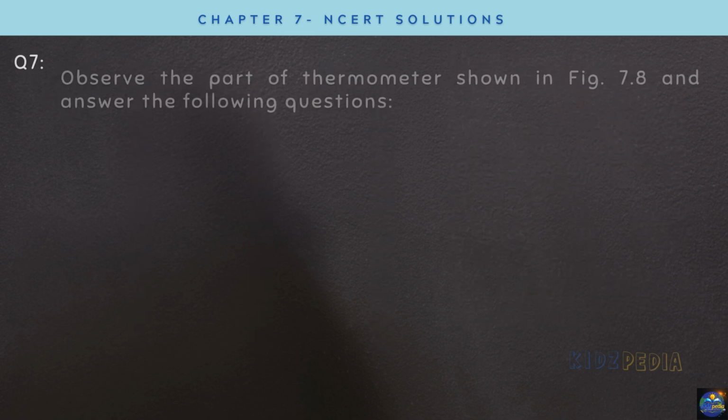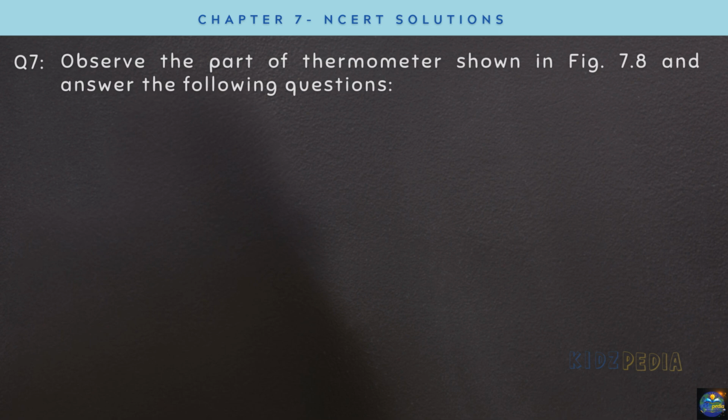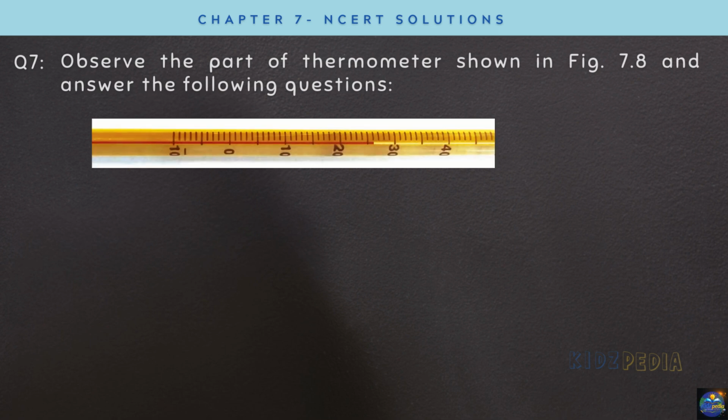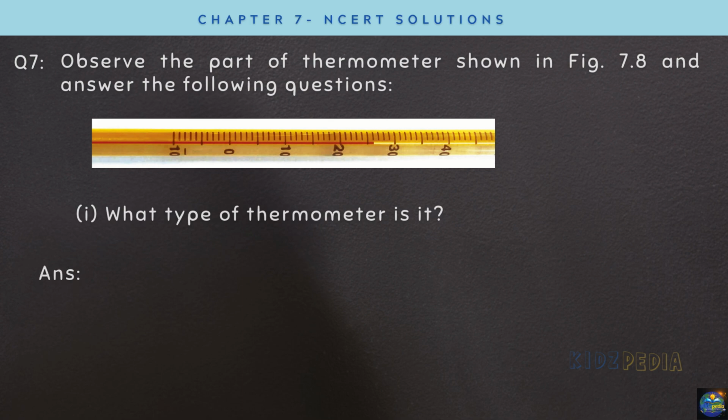Seventh question, observe the part of thermometer shown in figure 7.8 and answer the following questions. First question, what type of thermometer is it? Here the lowest mark on the thermometer is minus 10. So, this is a laboratory thermometer which has a measuring range of minus 10 degrees Celsius to 110 degrees Celsius.